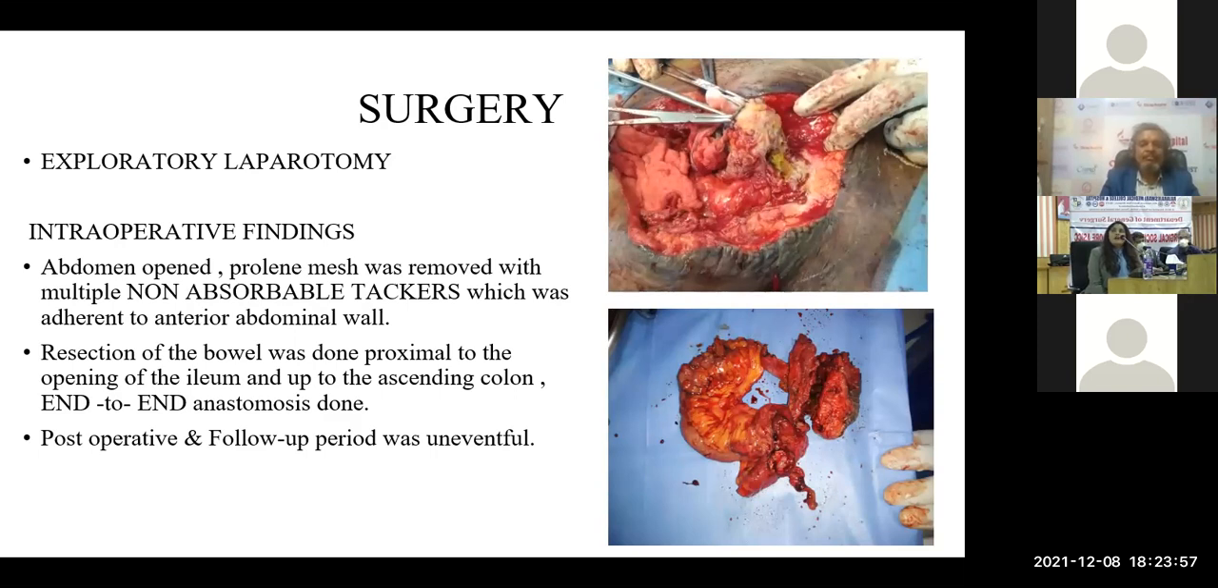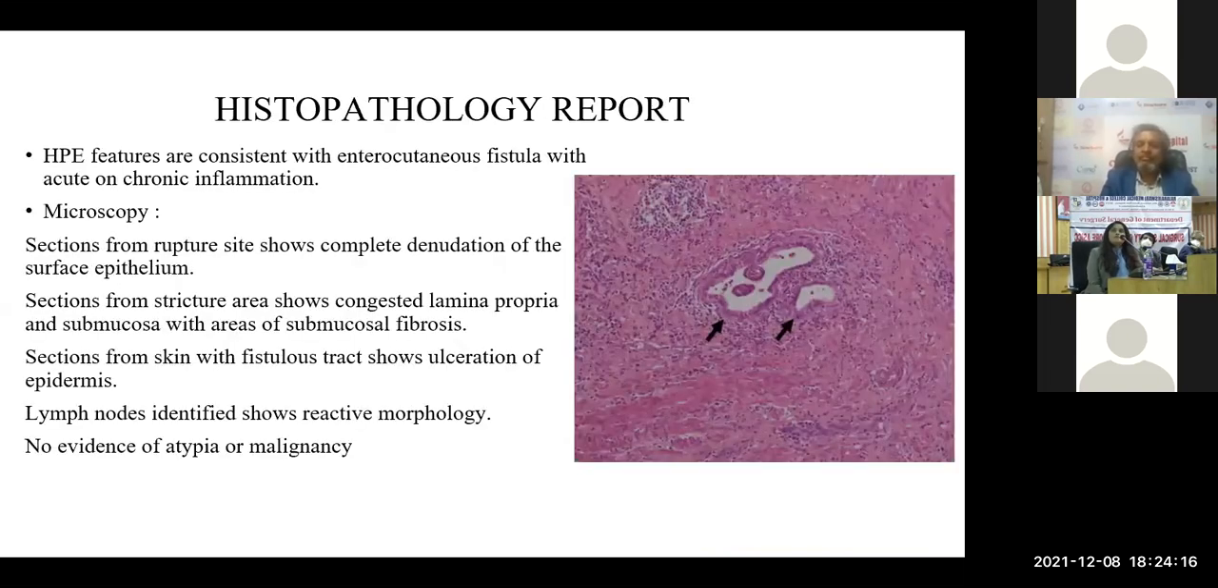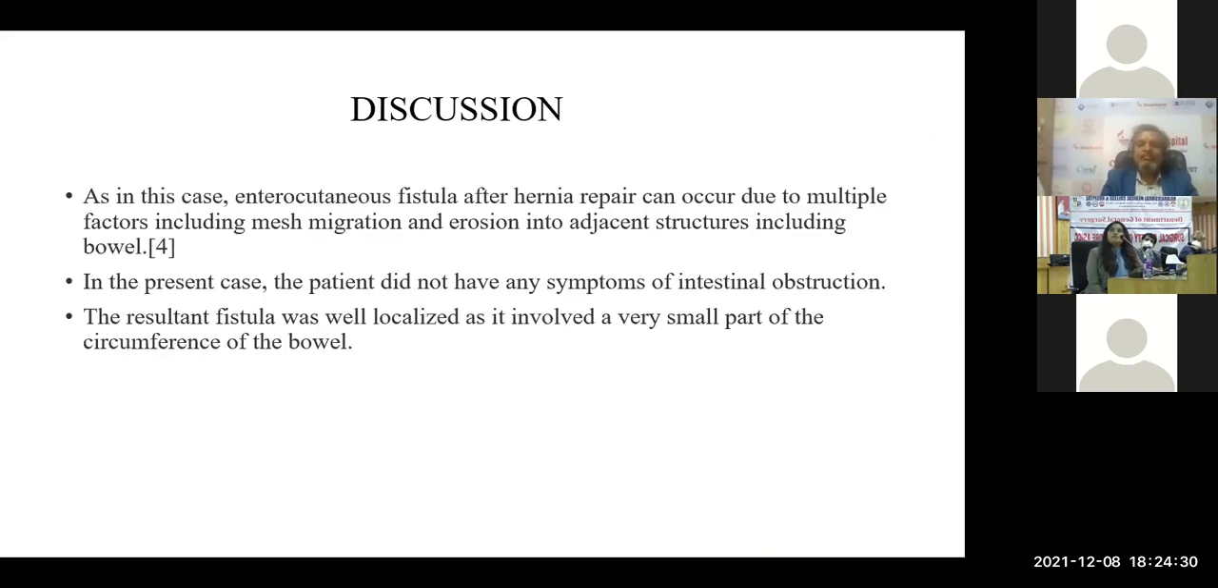Intraoperative findings. Abdomen was opened, prolene mesh was removed with multiple non-absorbable tackers, which was adherent to anterior abdominal wall. Resection of the bowel was done proximal to the opening of the ileum and up to the ascending colon. End-to-end anastomosis was done. Post-operative and follow-up period was uneventful. Histopathology report. HPE features are consistent with enterocutaneous fistula with acute and chronic inflammation. Lymph nodes identified showed reactive morphology, no evidence of atypia or malignancy.